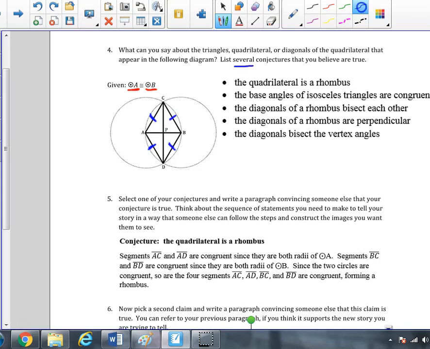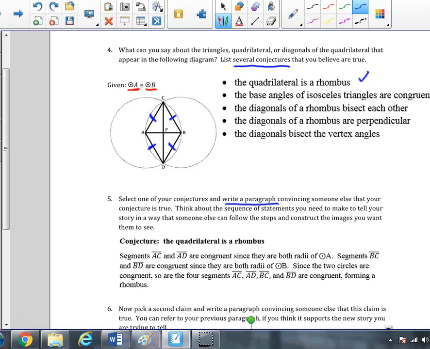In class, students came up with several conjectures. The first one they came up with is that the quadrilateral is a rhombus. In number 5, we were asked to take our educated guess, in this case that the quadrilateral is a rhombus, and justify how we determined that it was true. We started off with what we call a paragraph proof, because it did say write a paragraph, and we wrote a paragraph with every statement and the reason why that was true.